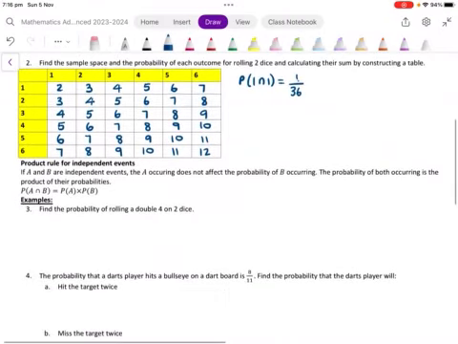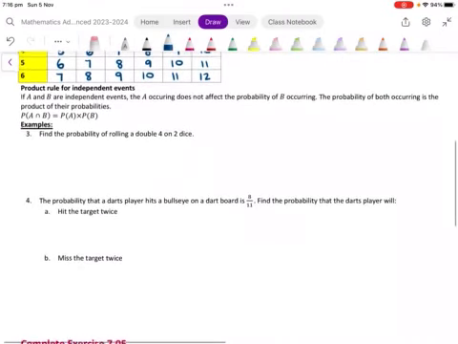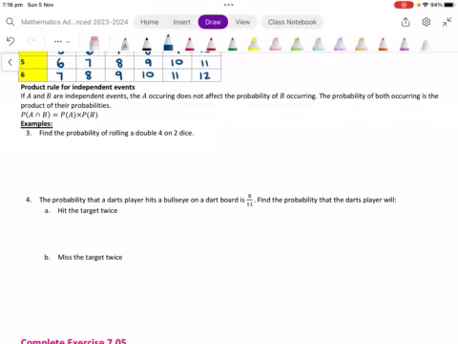Finally, we have our product rule for independent events. So if A and B are independent events, A occurring does not affect the probability of B occurring. The probability of both occurring is the product of their probabilities. So what we have is this formula: probability of A and B equals the probability of A times the probability of B. Now this formula is on your reference sheet, so if you can pull your reference sheets out, we're going to annotate that now.